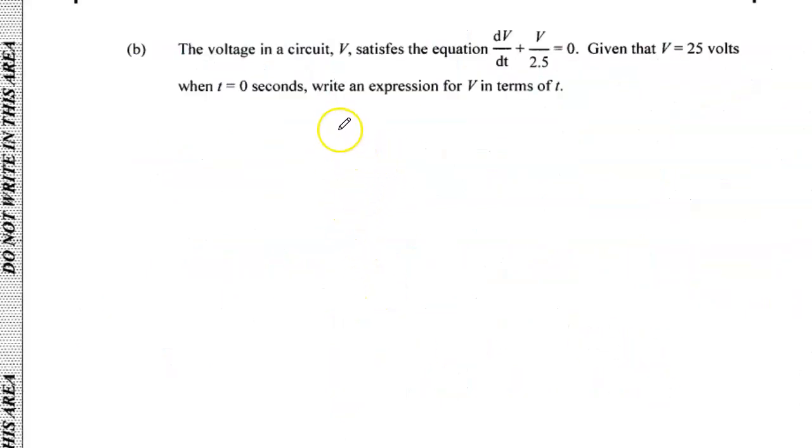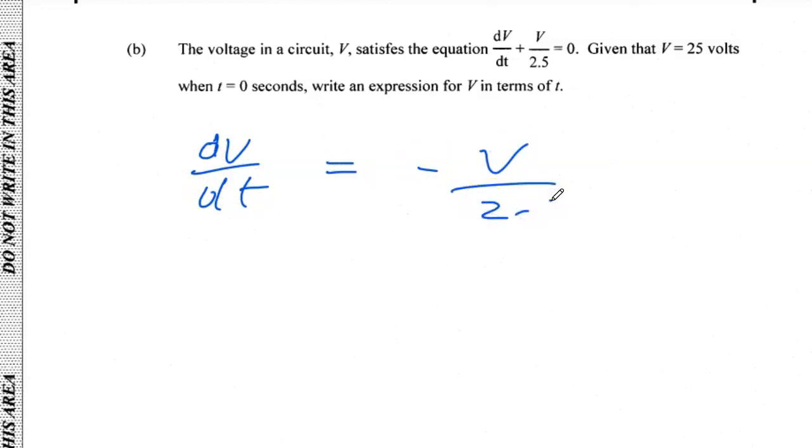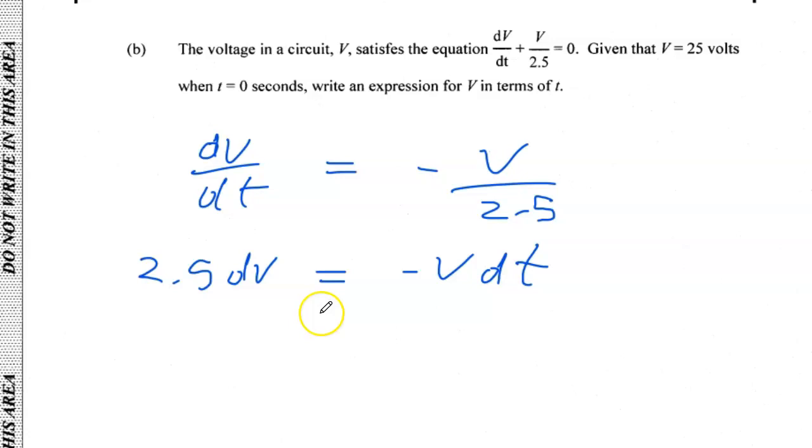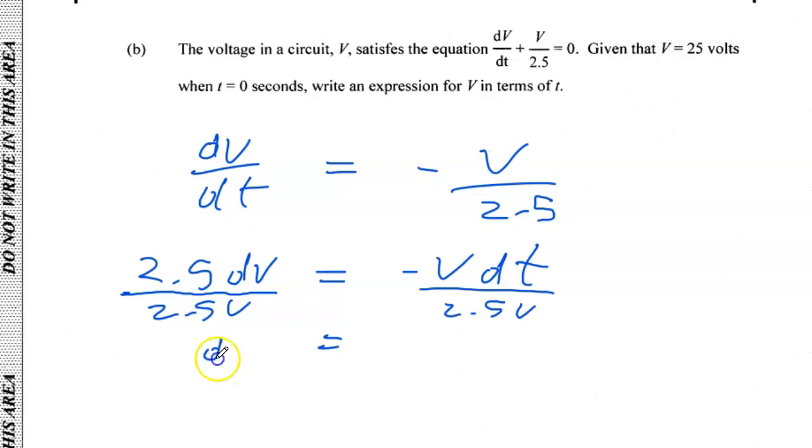For part B, we have a differential equation there, so we can transpose. So we have dv by dt is equal to minus v upon 2.5, which means that we transpose here, so we have 2.5 times dv is minus v dt, so we can divide both sides by 2.5v. So we end up with dv upon v is equal to minus dt upon 2.5.